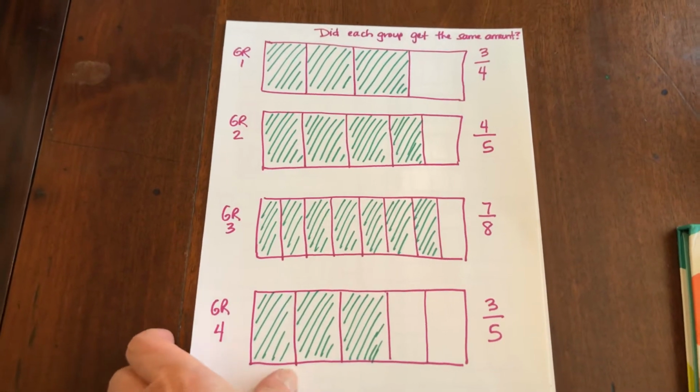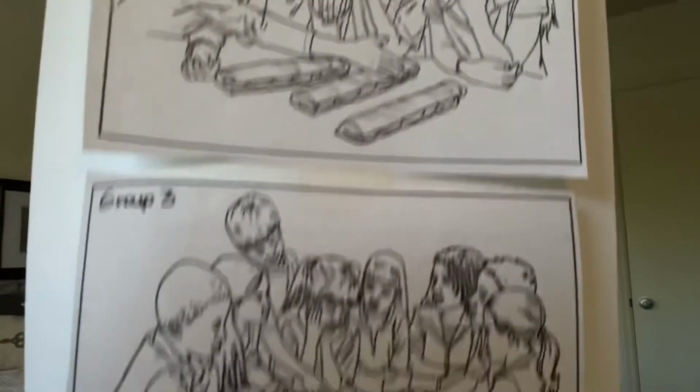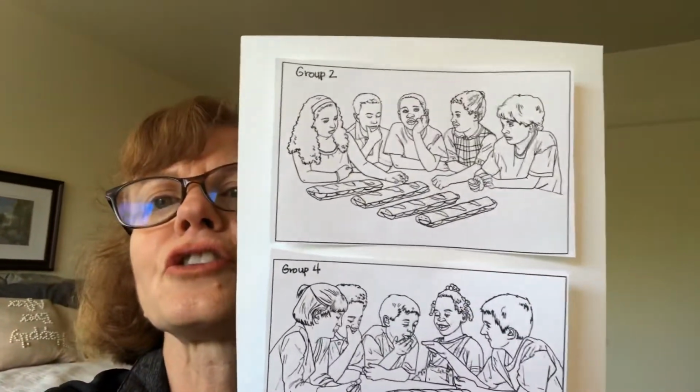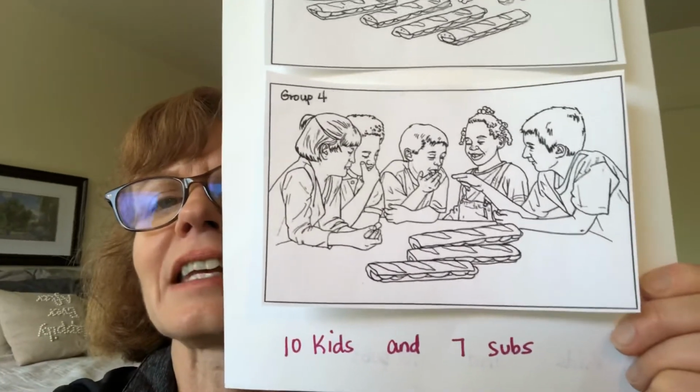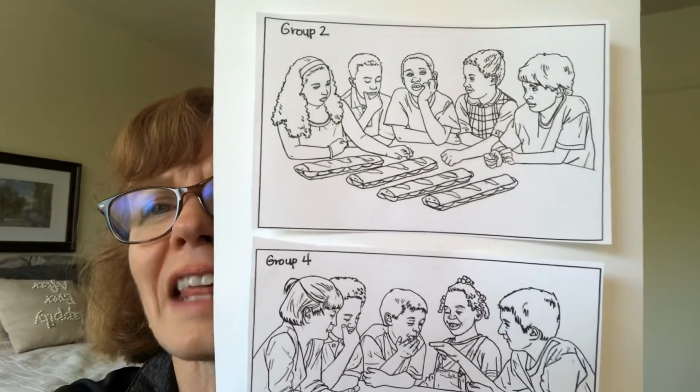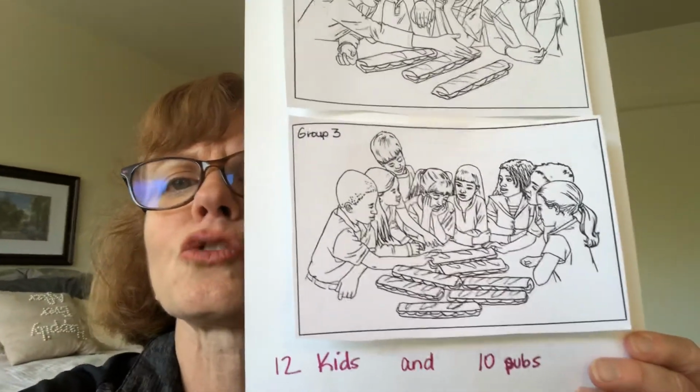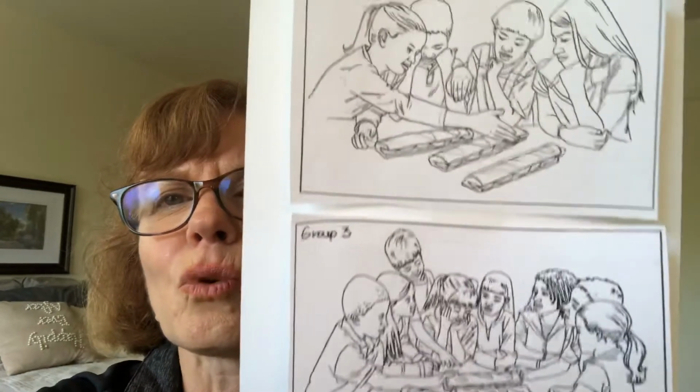So now here is your new question. Now the new question is to ask, what would happen if we were to combine some of these groups? What if we were to combine groups 1 and 3 together? And what if we were to combine groups 2 and 4 together? That would be 10 kids and 7 subs. Would that be more fair? Would that be fairer? And the other one, if we were to combine groups 1 and 3, that would be 12 kids and 10 subs. Would that have been fair?